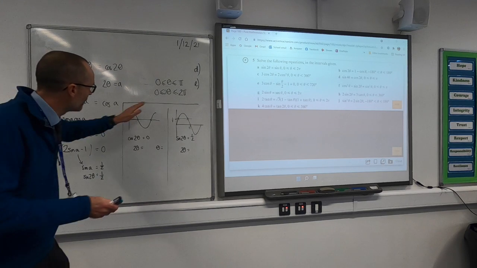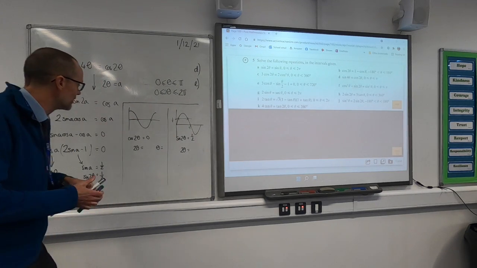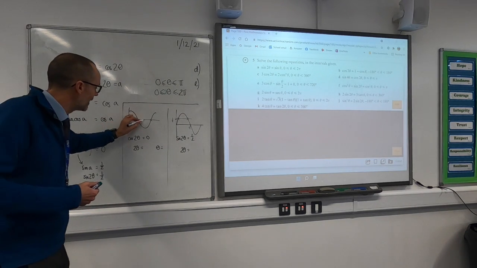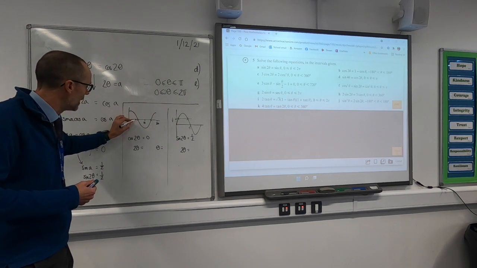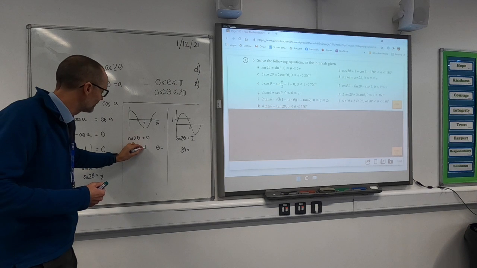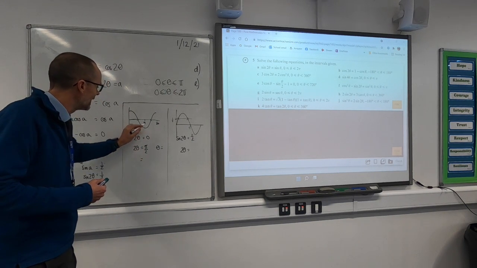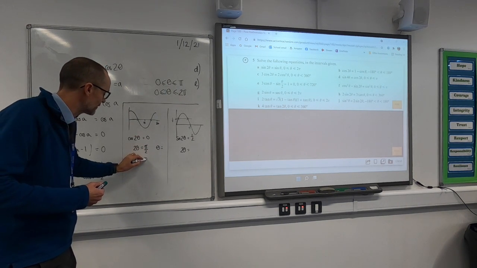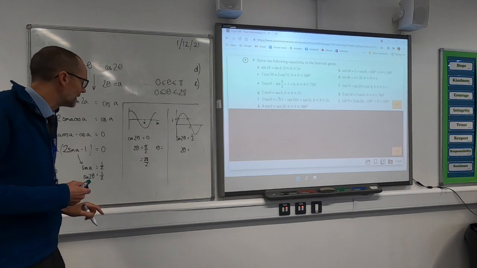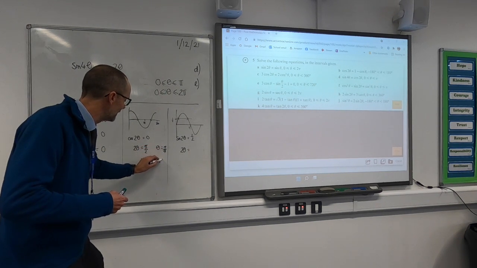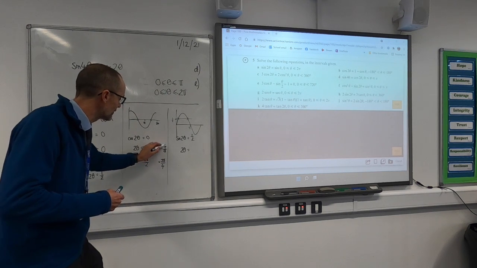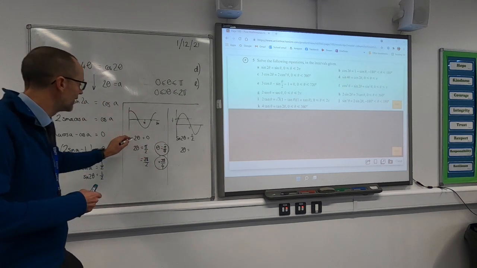So here we go, that's one full cycle. So that's nice and easy. That's pi, that's 2 pi, so it's pi over 2, and that's 1.5 pi, so that's 3 pi over 2, and half that to get pi over 4, and 3 pi over 4, so those are the solutions I get there.